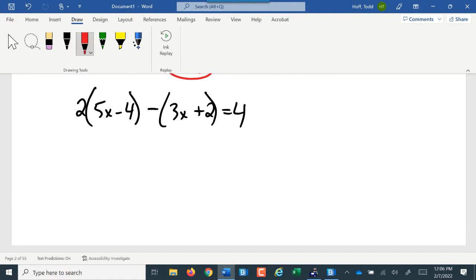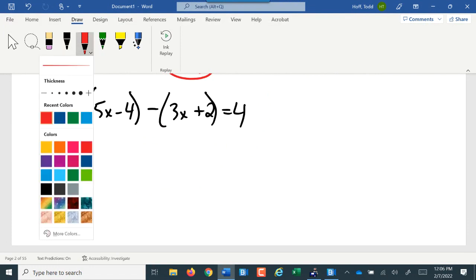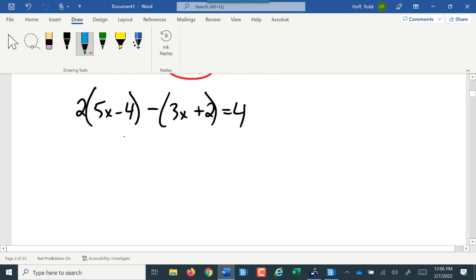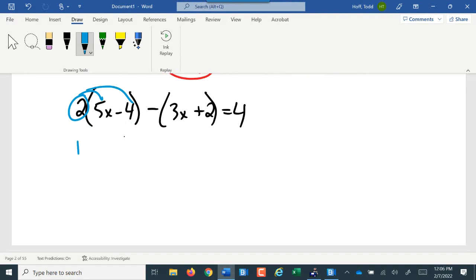Something like this. Again, we have to be careful with the negatives. But let's go through it step by step. So going left to right, this is our first parentheses. Nothing to do inside of it. So we'll multiply by the 2, giving us 10x minus 8.